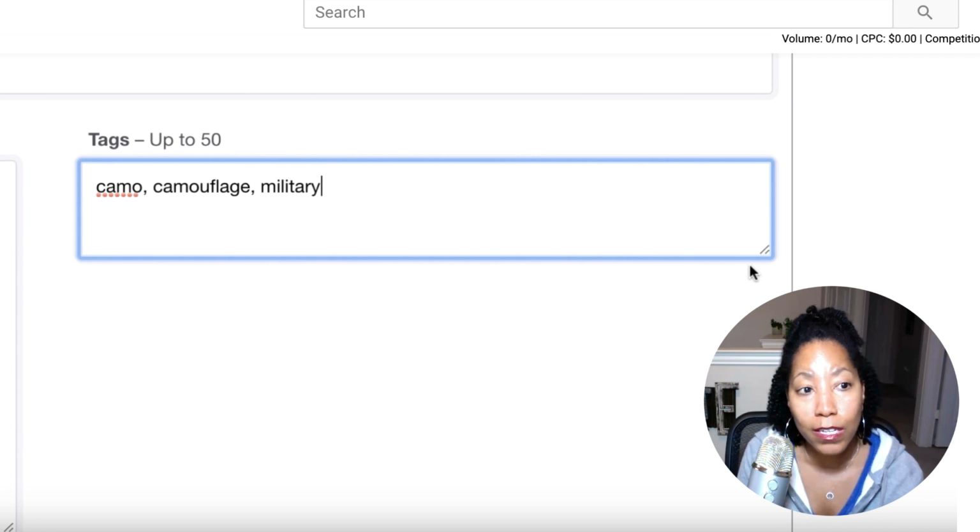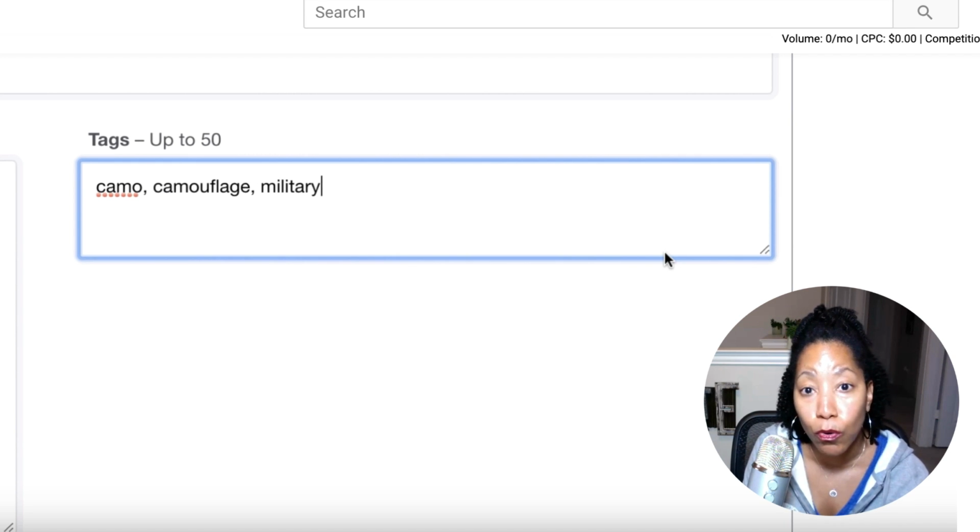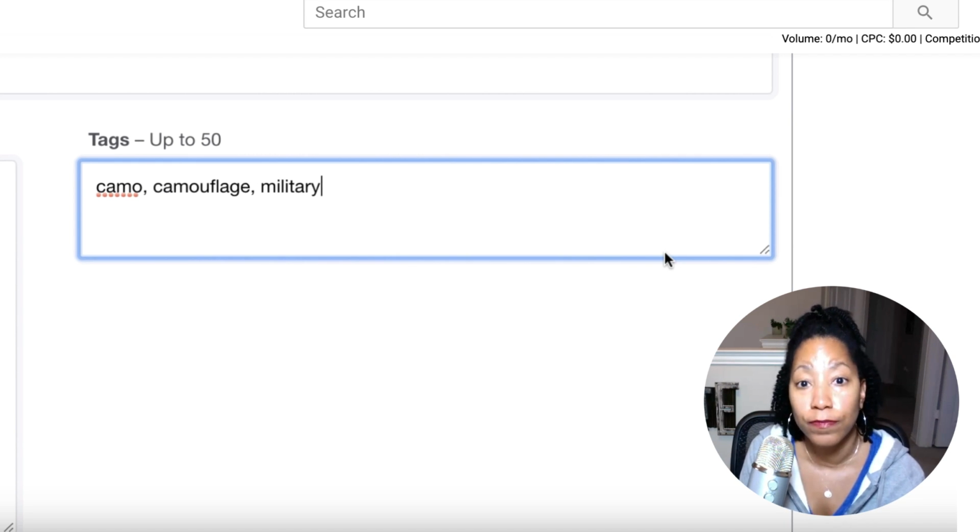Because I do think that these search engines, or the algorithms for these pods, are going to get smarter and smarter and smarter and heavily penalize people that are just doing too much.